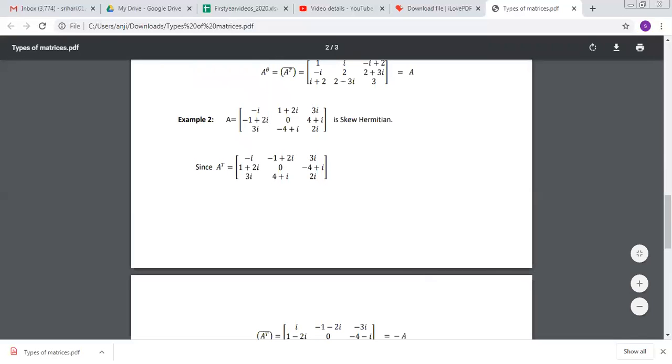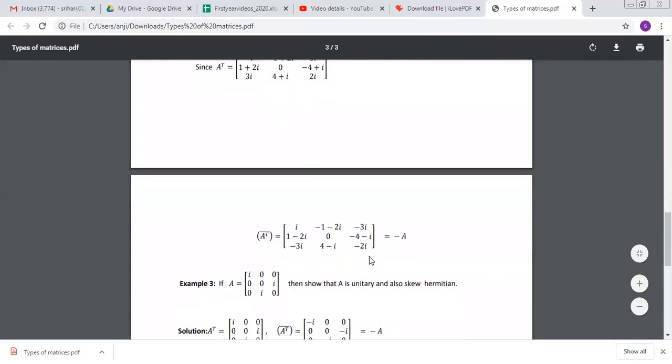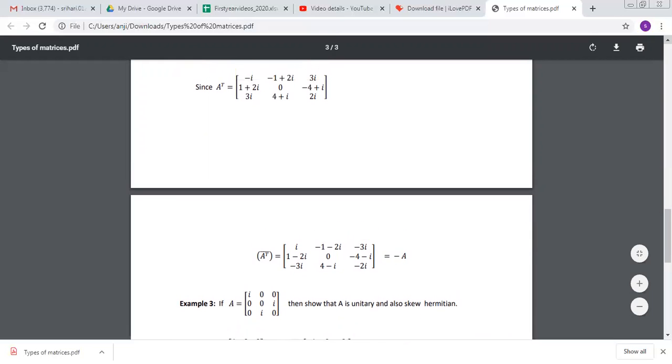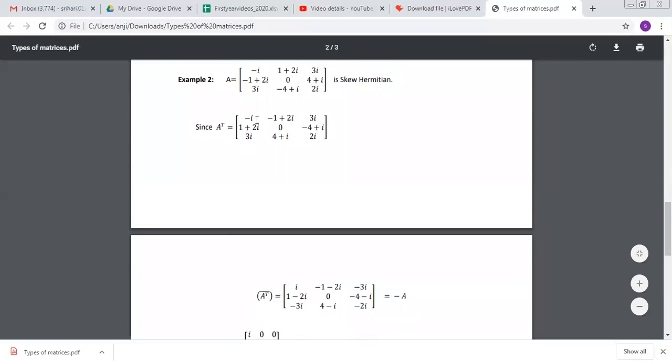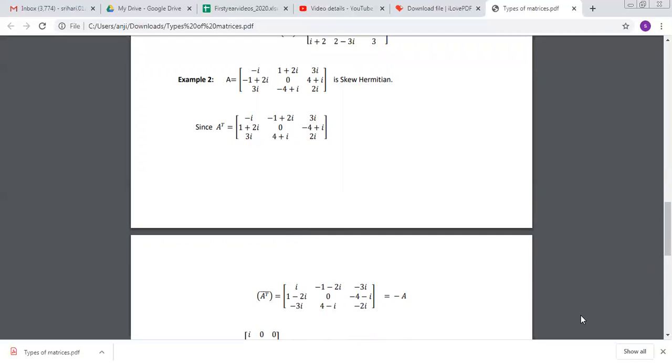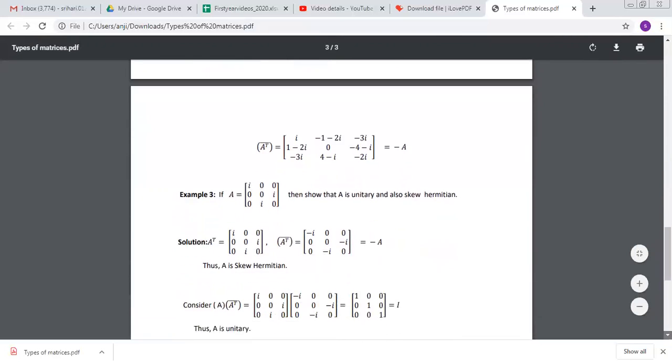Now the conjugate of A transpose equals: conjugate of -i is i, conjugate of -1+2i is -1-2i, conjugate of 3i is -3i, conjugate of 1+2i is 1-2i, conjugate of 0 is 0, conjugate of -4+i is -4-i, conjugate of 3i is -3i, conjugate of 4+i is 4-i, conjugate of 2i is -2i. So this equals -A. Therefore A is a skew Hermitian matrix.